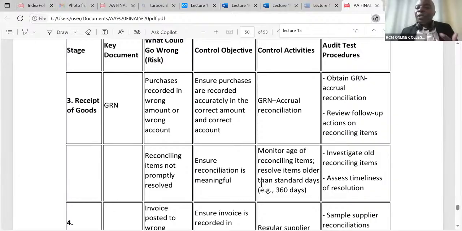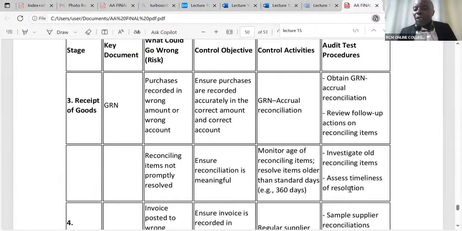If, for example, non-reconciling items, ladies and gentlemen, are not resolved for a whole year, then we know that there is a problem. Then as an auditor, what will I be doing myself when I'm called to come and look at this risk, look at the controls that we have? For me, I will investigate all old non-reconciling items and assess timeliness of resolution.